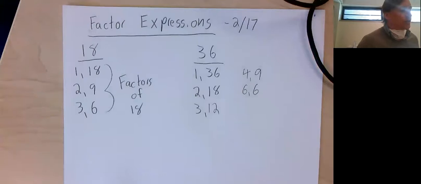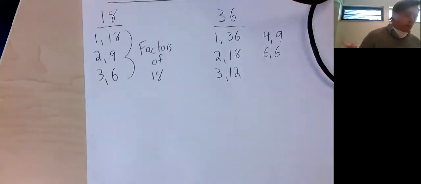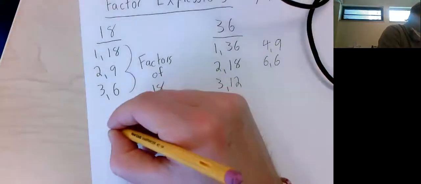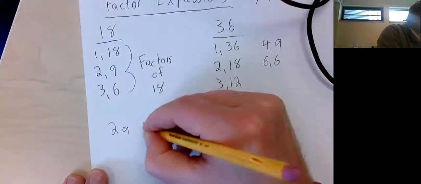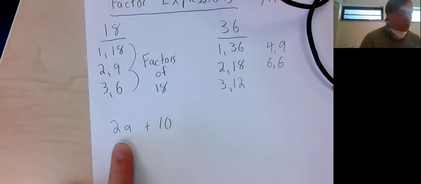We are going to start to factor expressions, which is basically going to be the opposite of using the distributive property. Distributive property is multiplying out what's in the parentheses, and when we're factoring expressions, we're actually going to divide out a certain number. So distributive property is multiplying out, factoring is dividing out, the opposite. Okay, so let's start with 2a plus 10. We want to factor this expression.